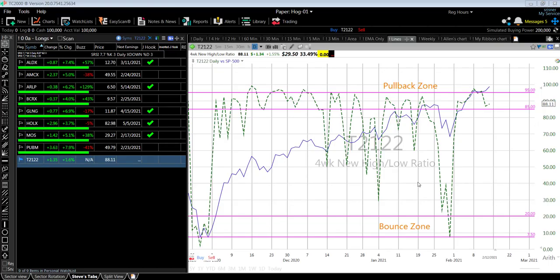Okay, here we go. I want to look at the 4-week new high, new low ratio. That usually gives me an idea whether we're way overbought or way oversold, where we are. A couple weeks ago, we dropped into the bounce zone, and it was a pretty sharp reversal back up to the upside. And we've been hanging in the 85 to 95% level for a little bit of time now.